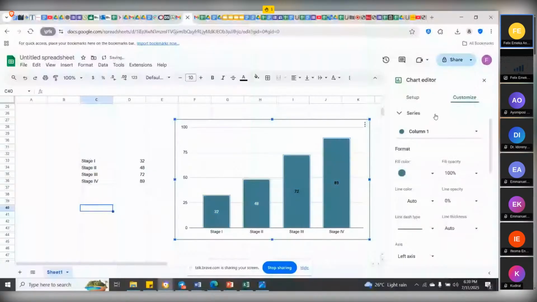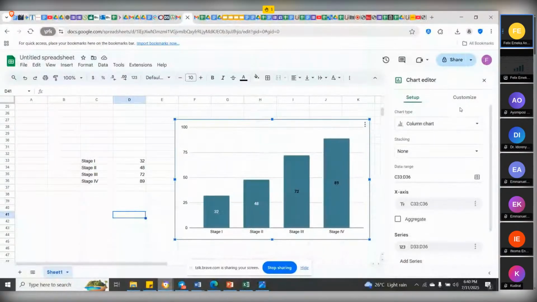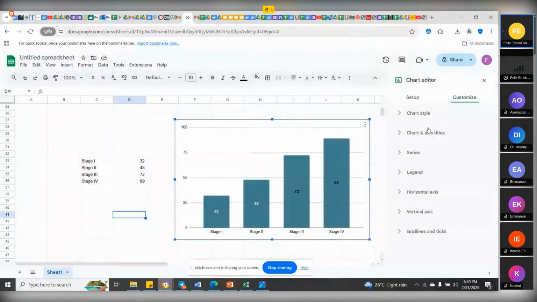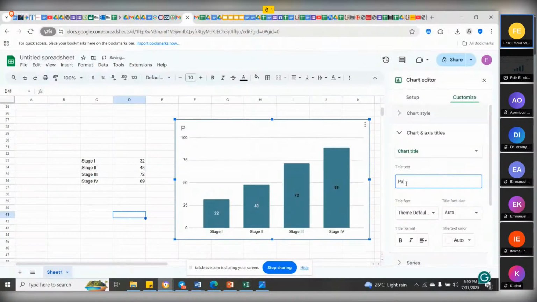You can label this, and like I've shown you before, you just double click on it, and one of the options when you double click on this chart is it gives you the opportunity to label. Which is, you go to customize chart and axis, chart title. Then you can type the title. This time it can be pattern of disease stages. That's it. So it's there.